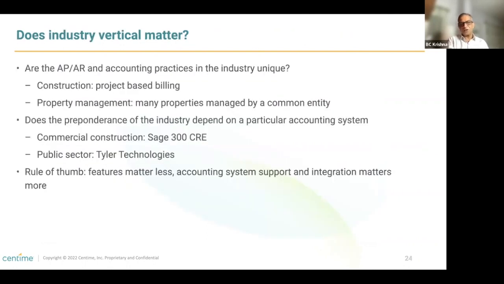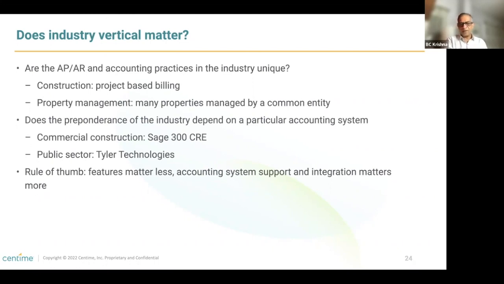The next question that I want to talk about, and Ken touched on this, is does the industry vertical matter? From an AP and AR perspective, are the accounting practices in the industry unique? Yes, they are. In construction, for example, we've seen project-based billing, or in property management, you'll find a single property manager managing hundreds of different individual buildings. And that has an impact on many things. One of the key things that it often impacts, because the accounting and AP practices are sometimes so unique, is that you'll find accounting systems that are unique to that market.